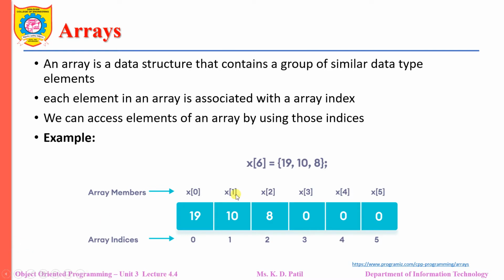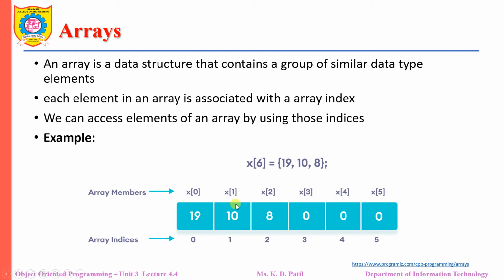Those array elements will be stored in memory locations. The element 19 will get the array index 0. At index 1, 10 will be stored and at index 2, 8 will be stored. As I have only 3 elements in the array but the size is 6, at the remaining 3 indices 0 will be stored.